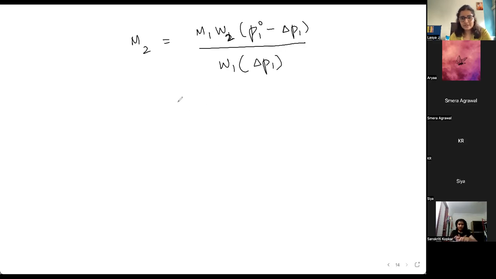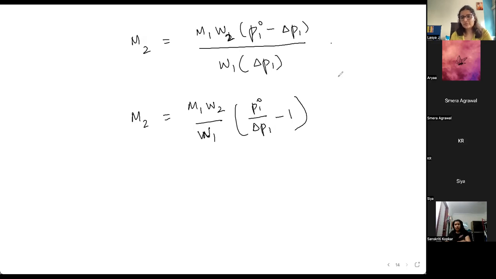Can we simplify this further? So you have M2 equal to M1 W2 by W1 times P1 naught by delta P1 minus 1. Either this formula or this formula, one of these.